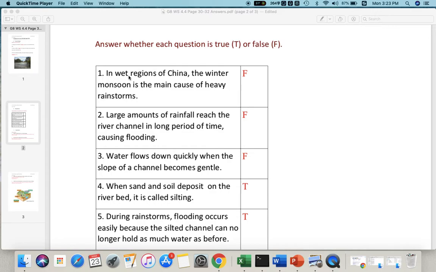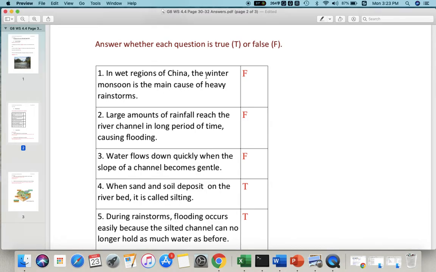For the first one, in the west region of China, wet region 或濕嘅地方啦，即係 southern China 啦。The winter monsoon is the main cause of heavy rainstorm. Okay, refer back to your book page 30 for heavy rainfall and typhoon. You could see in a wet region of China, it should be the summer monsoon but not the winter. As you know, winter monsoon will bring the offshore winds, which is mainly very dry air, no water, no moisture. So that's why it will not be the cause of the heavy rainstorm in the wet region of China, that is the southern part. So number one is false.